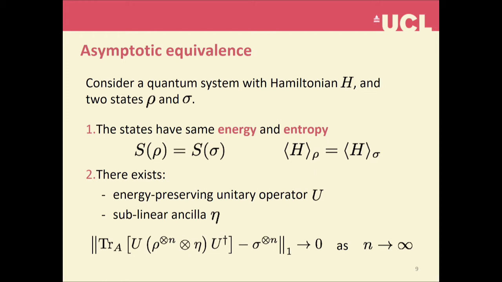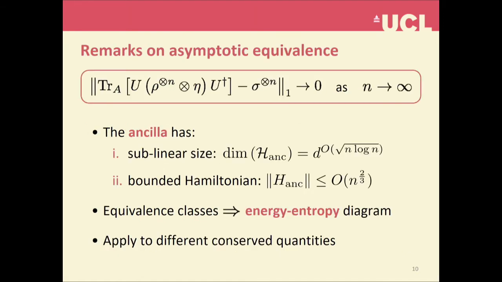And what I mean by an allowed operation is that we have an energy-preserving unitary operation which acts on the n copies of a system and also on a small ancillary system. And we'll see what small means in this scenario. And with this energy-preserving unitary and this ancilla, we can reach a state which is close in trace norm to the n copies of our sigma state. So let's consider some remarks on this asymptotic equivalence.